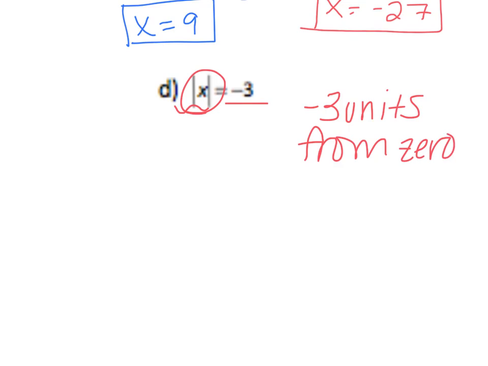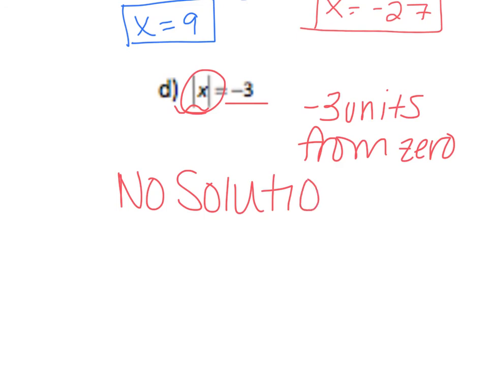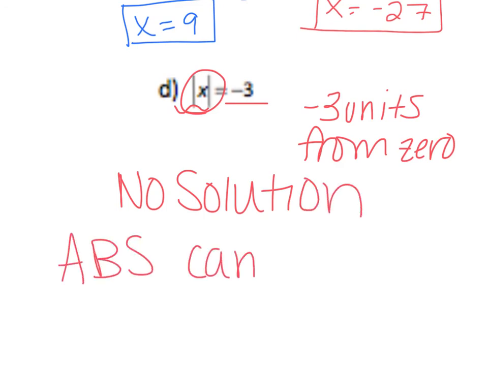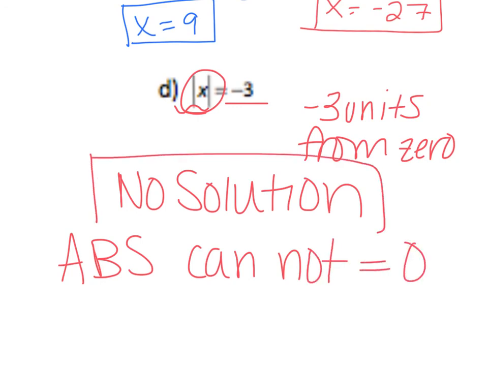You might be thinking, Miss Mulaney, you're crazy. You can't have negative distance. You can't be negative 3 units away. And you're right, I am crazy, and this answer is no solution. Okay, absolute value cannot equal a negative. If it does, your answer will always be no solution.